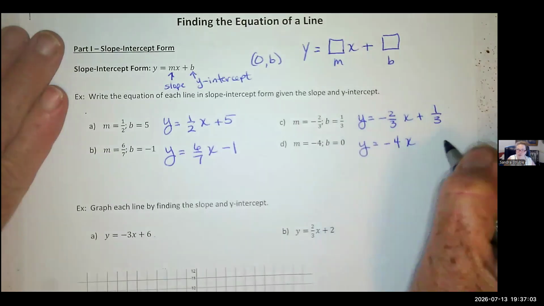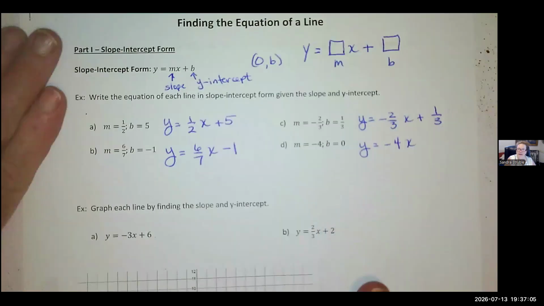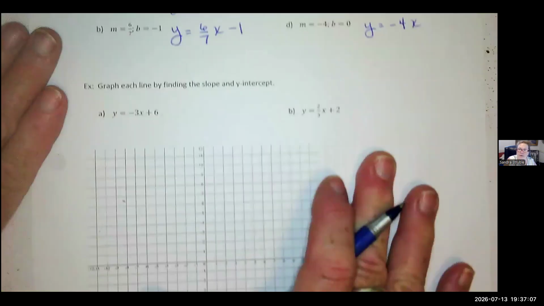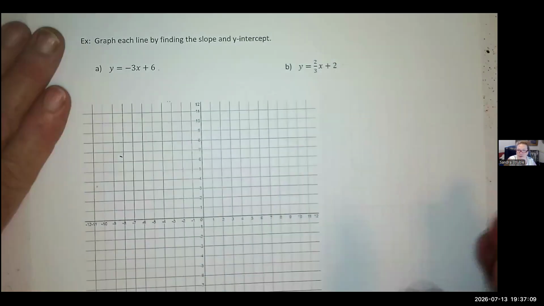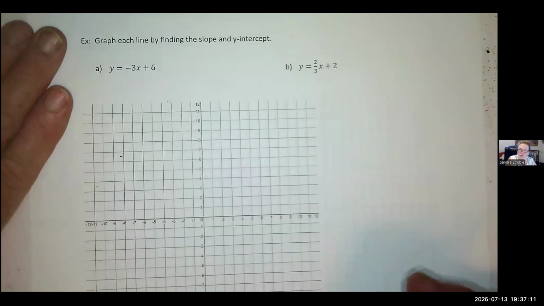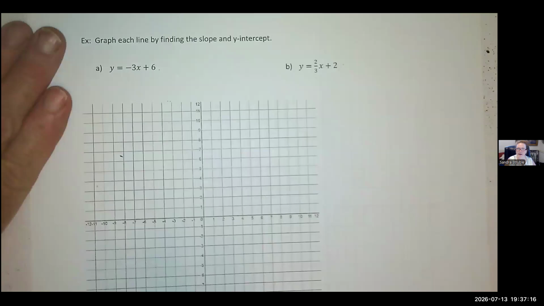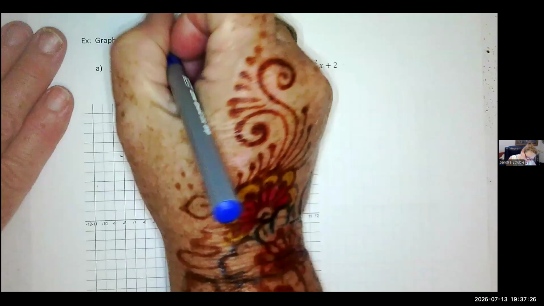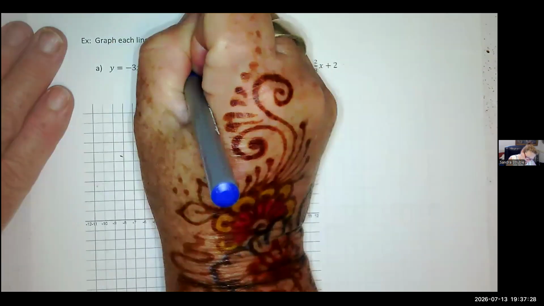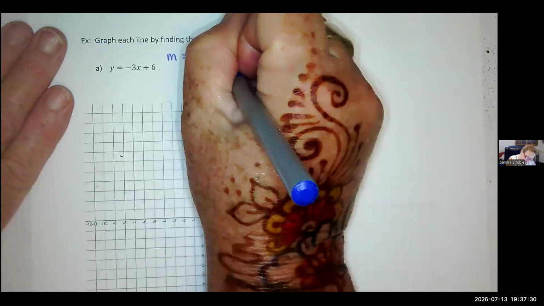Okay, that shows +0. Coming down here, we're going to graph each line by finding the slope and the y-intercept. So the first, you can pause the video and attempt this one yourself. Find the slope, find the y-intercept for each of these, and then we'll go through and do the graphing. All right, my slope for A is -3, and my y-intercept is going to be (0, 6).